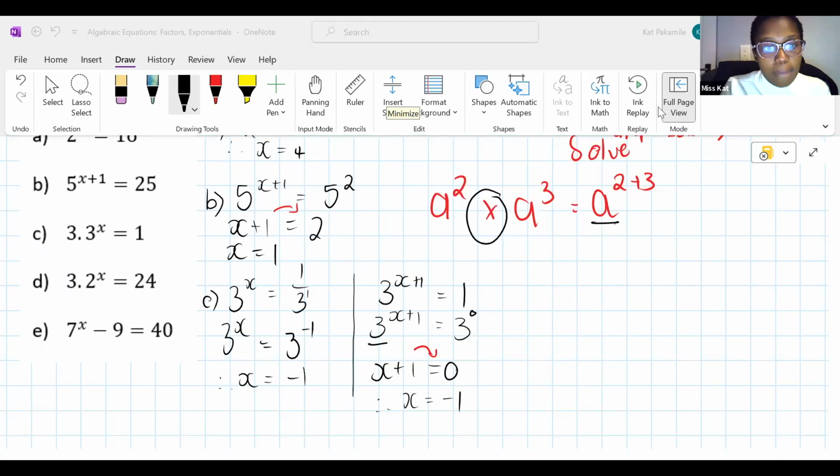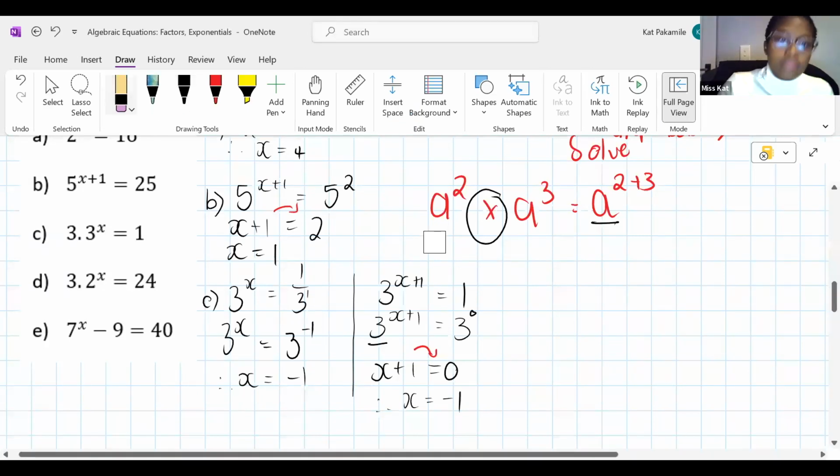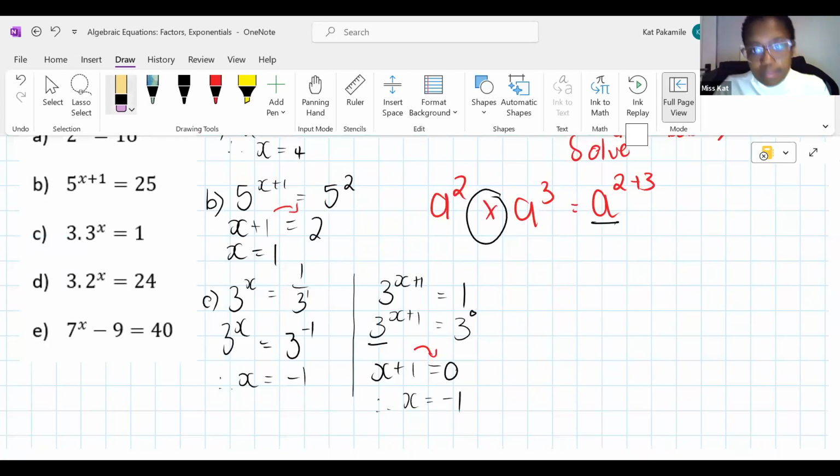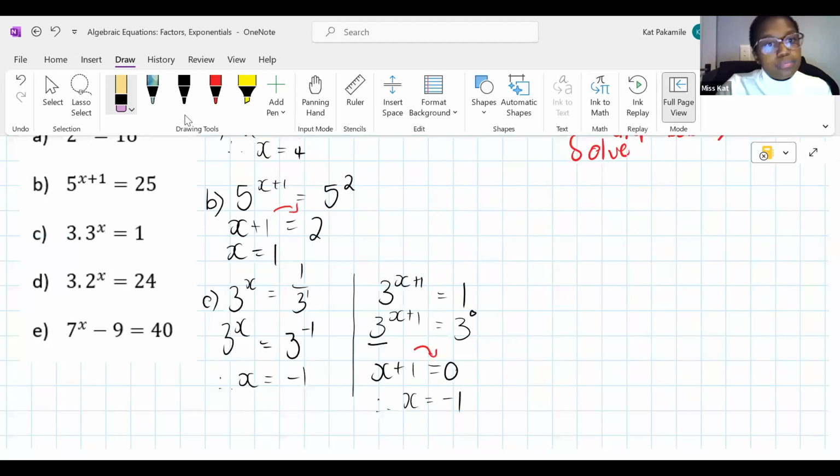Okay, ma'am. So I'm gonna try and do D. I'm not confident that I can do it, but I'm gonna try. Okay, ma'am. So I think the first step, ma'am, is you're gonna divide by 3 on both sides. That was the only trick. So you're gonna divide by 3 on both sides. Then what's gonna be left?